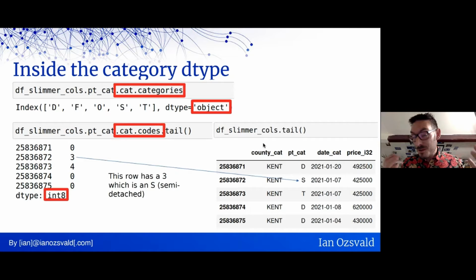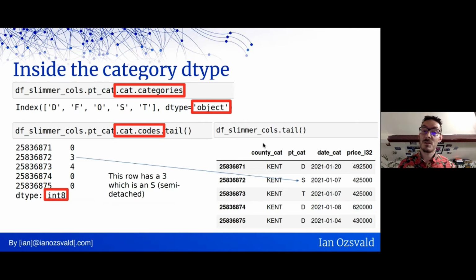You may be asking now, well, what's going on inside this categorical data type? Well, if we ask df_slimmercols.ptcat to look into the .cat accessor, remember that if you've got strings, you can do .str to get all the string operations. If you've got date times, you can do .dt to get to your date time operations. And with a categorically encoded column, you can do .cat to get into the underlying categories. You wouldn't normally do this. You don't really care about these technical details, but it's good to have it in your mental model.